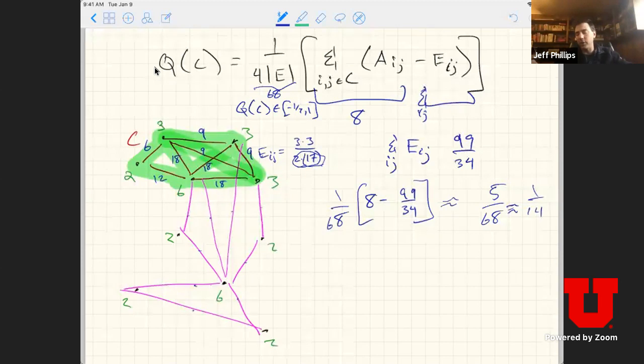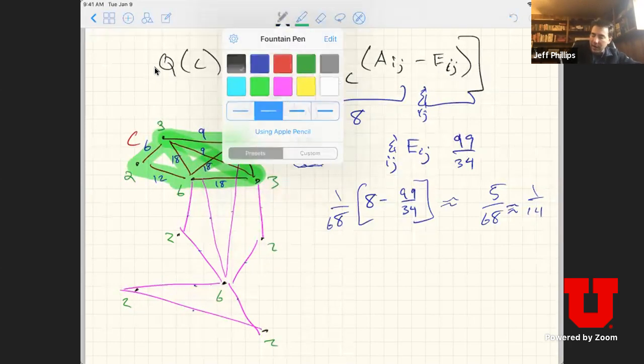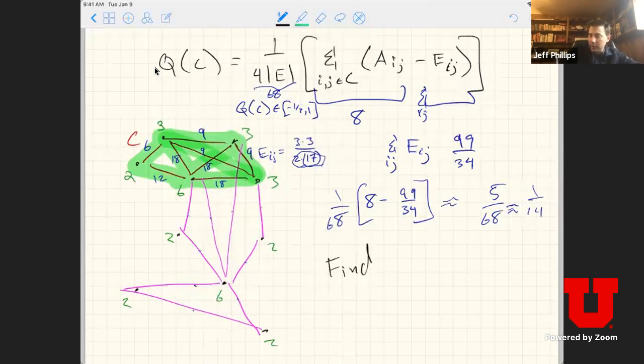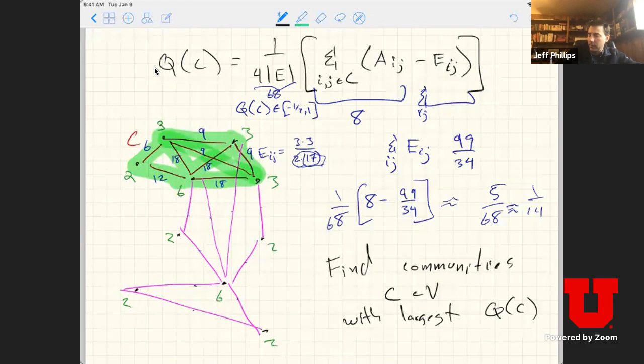Okay, and so this score is nice in that if my goal is just to find the communities, then what I want to do is find the communities C, which are a subset of V, with the largest modularity score, right? These are going to be my communities, and I didn't have to set any parameters here, right?